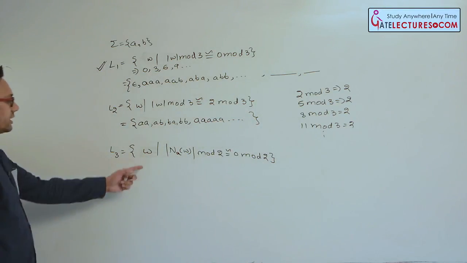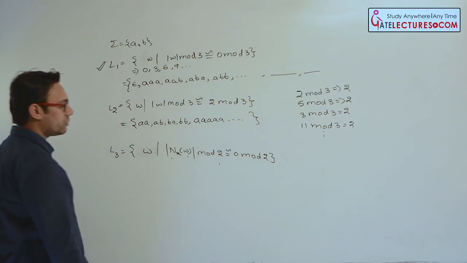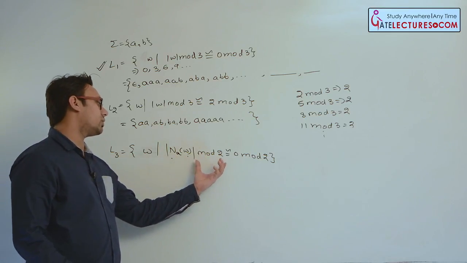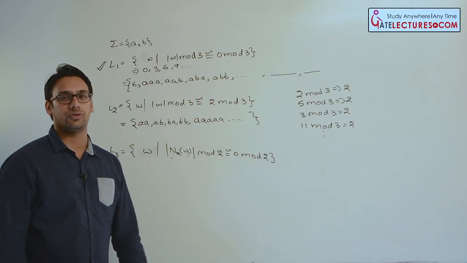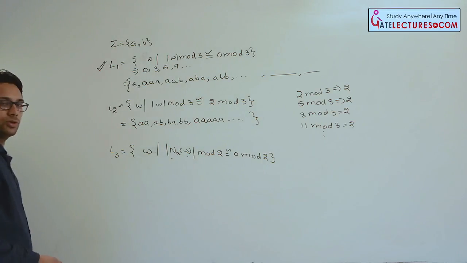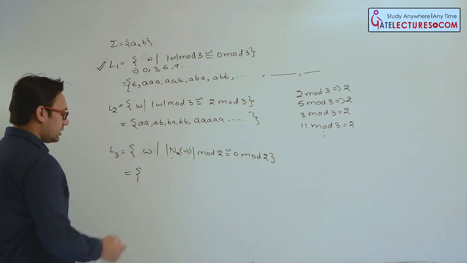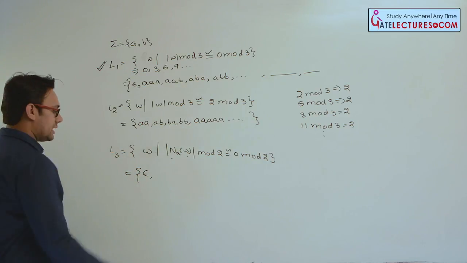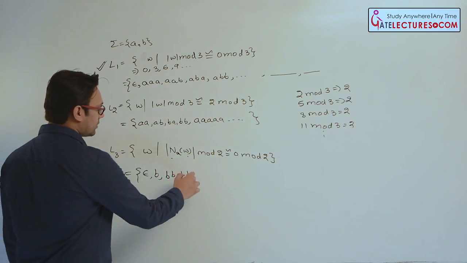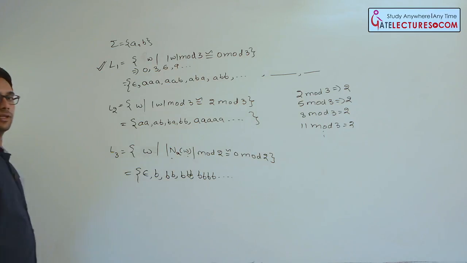Now, if I take this language, what we are saying is the number of A's in W mod 2 should be congruent to 0 mod 2. That means whatever the number of the alphabet A in the string W, if I divide that count by 2, then it should be equal to 0 mod 2. So the number of A's can be 0, 2, 4, 6, and so on. If we have 0 A's, then epsilon contains 0 A's, a single B contains 0 A's, double B contains 0 A's, triple B contains 0 A's, four times B contains 0 A's, and so on. If you have only B's, it contains 0 A's.